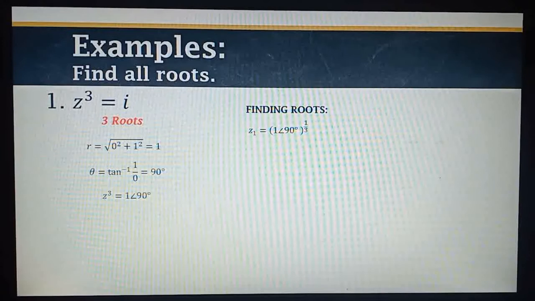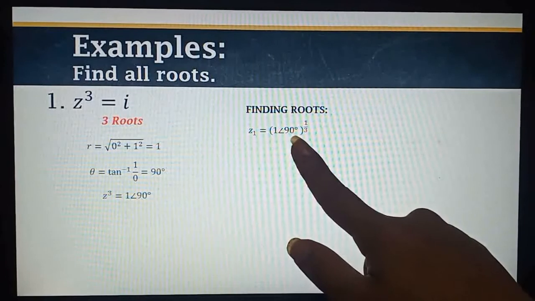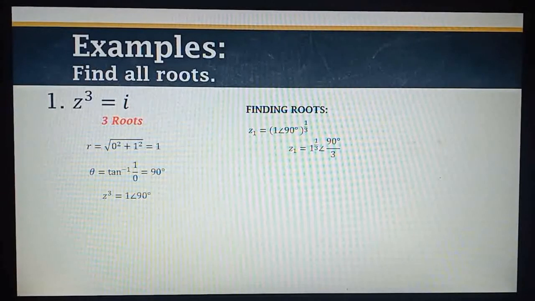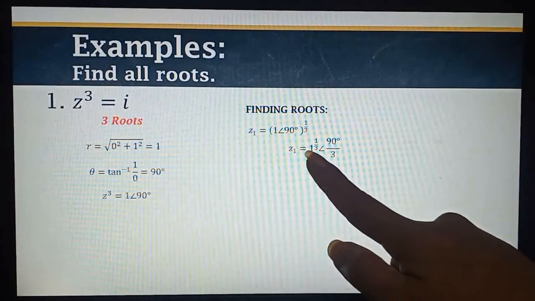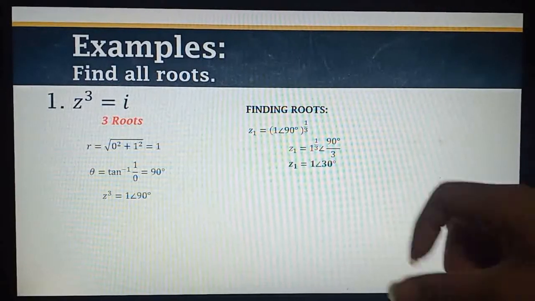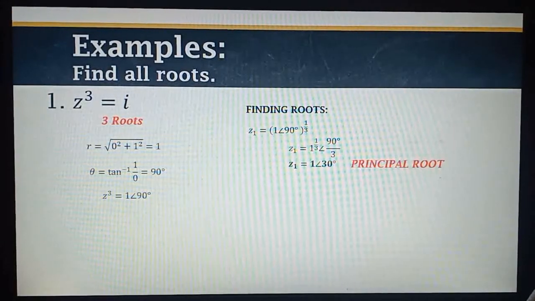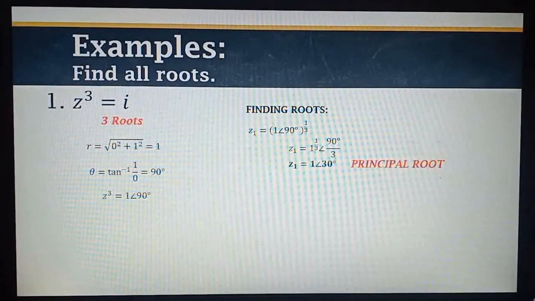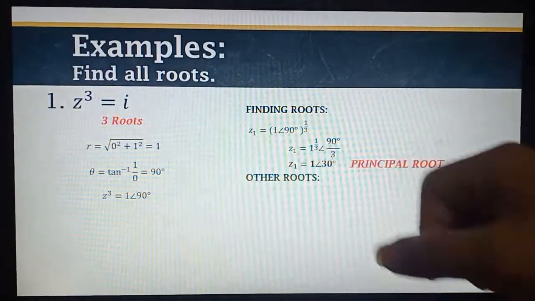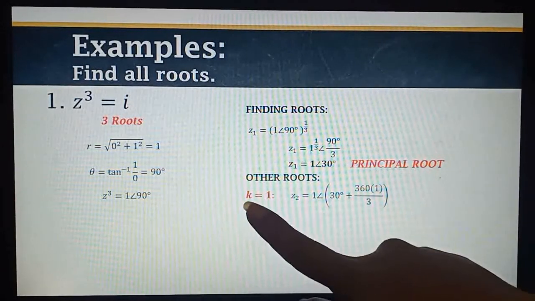So, finding roots, you have z1 or the first root. You will have the quantity of 1 at angle 90 degrees raised to 1 over n, which is 1 over 3. So, evaluating that, you will have z1 equals 1 raised to 1/3 at angle 90 over 3. So, you will have z1 is equivalent to 1 at angle 30 degrees. So, this is considered your principal root. So, hanapin natin yung ibang roots. Since nakahanap na tayo ng isa, ang kailangan na lang natin ay dalawa since we do have to find 3 roots. So, k is equal to 1.